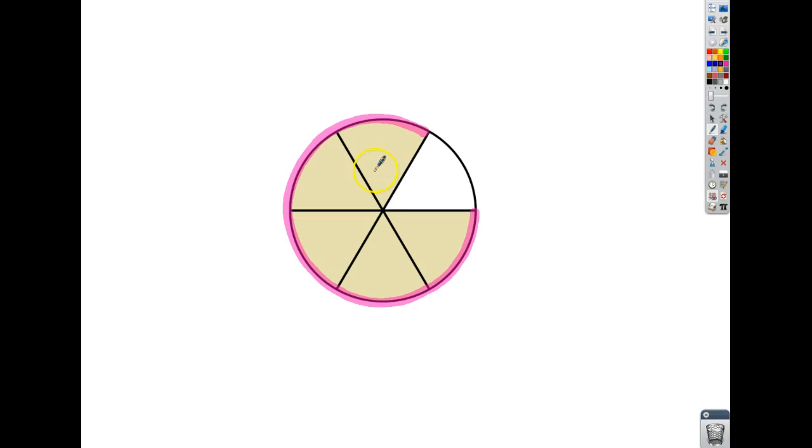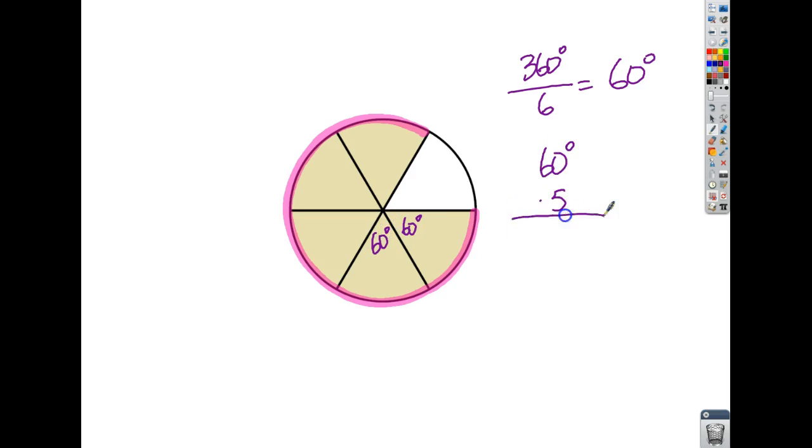Okay, 1, 2, 3. This one is 6 again, right? So we did 360 degrees divided by 6 is 60 degrees each, right? So we know that this one is 60 degrees, this one is 60 degrees. So I'm going to multiply that by 5. 60 degrees times 5, 300 degrees.